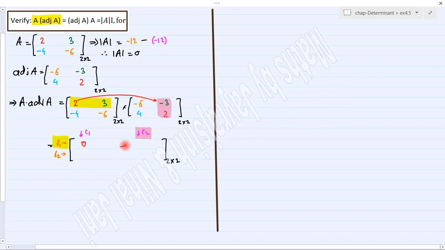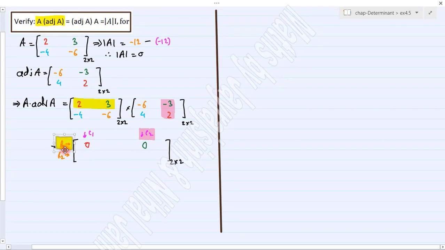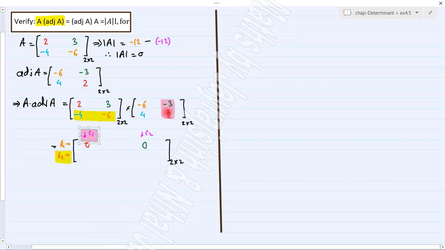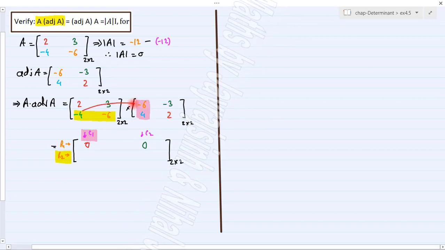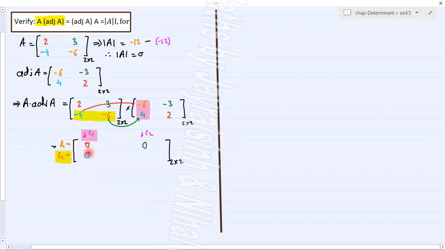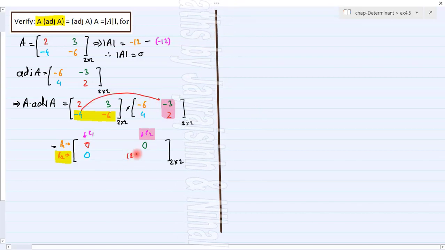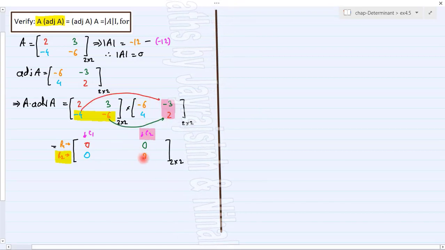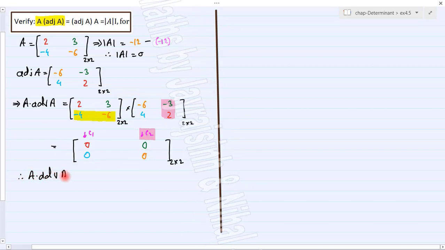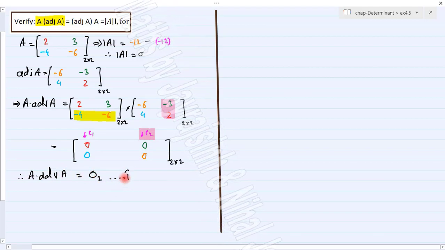Then the second element is in second column. So multiply corresponding terms of first row and second column. You will get 0. Now let's try to get element of second row. The first element is in first column. So multiply second row and first column. So we'll get 0. And the last element is in last column. Multiply second row and second column. So we will get 0 again. So we can say A into adjoint of A is 0 matrix. Let's call it equation number 1.